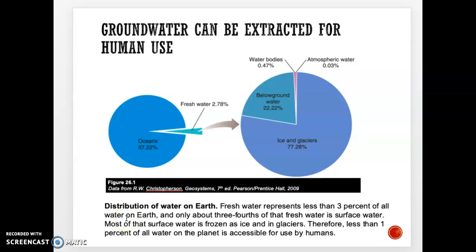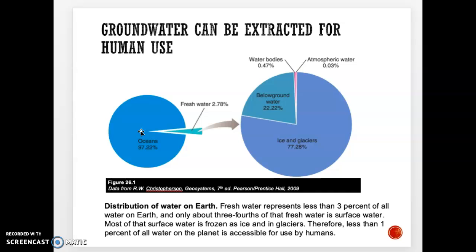Groundwater is very important for human use, and in this diagram here you can see on the left we have basically the Earth's oceans taking up 97.22% of all water on the planet. So our oceans are comprised of the largest amount of water in general, but if you've ever been to the beach and gotten a big splash of salt water in your face and in your mouth, it's not something that we are supposed to drink. So take a look at this little slice here. From the entire 100% of water on our planet, only 2.78% is fresh water.